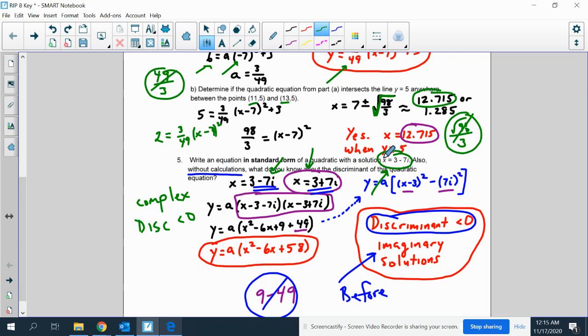What do we know about the discriminant? If we see that we have a non-real answer before it starts, that's something that we should automatically know. The discriminant is less than 0 because we already know that we have imaginary solutions.